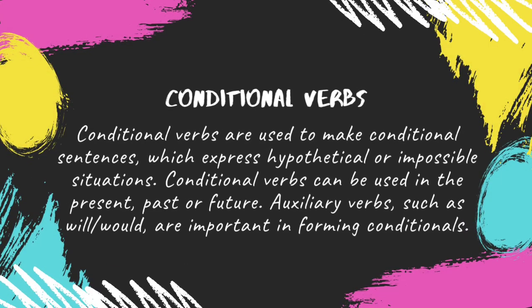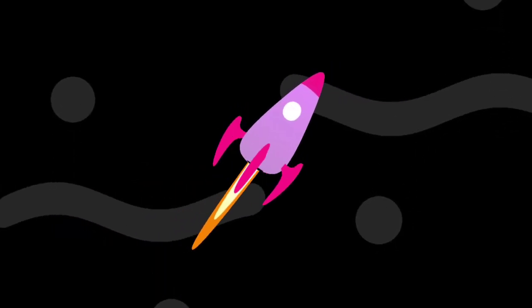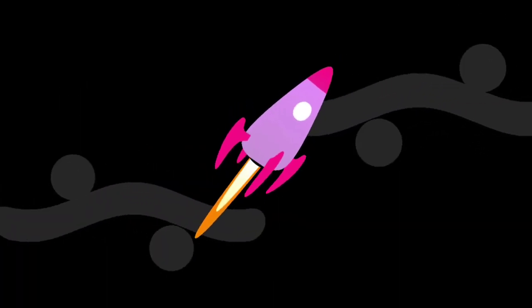Conditional verbs are used to make conditional sentences, which express hypothetical or impossible situations. Conditional verbs can be used in the present, past, or future. Auxiliary verbs such as will or would are important in forming conditionals. Now, I'm going to focus on conditional verbs, which are will and would.